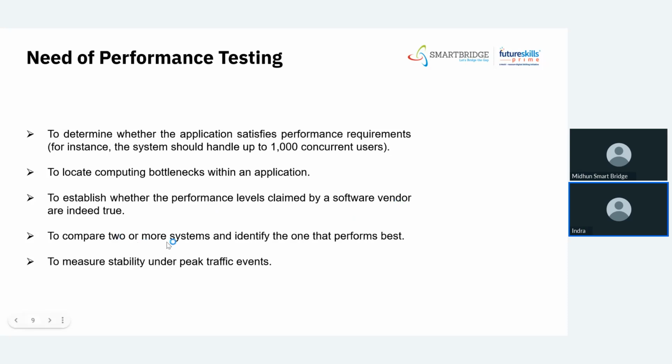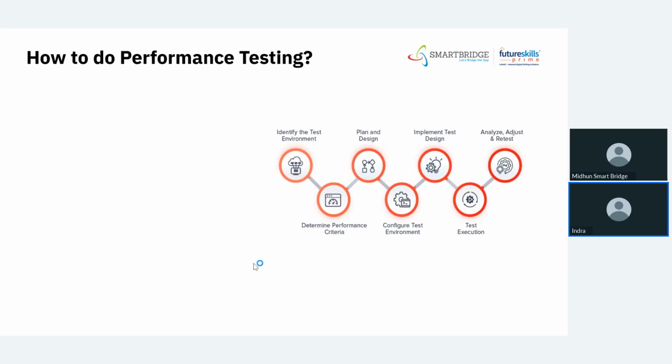To compare two or more systems. For example, if there are different apps doing the same task, performance testing helps to decide which one is faster and which one is more reliable. To measure the stability under peak traffic events. Let's say there's an e-commerce site which should not crash during big sales, when thousands of people are shopping at the same time. So overall, performance testing ensures that the application runs fast and stays stable, meets expectations, even when many users are using the same service at a single go.